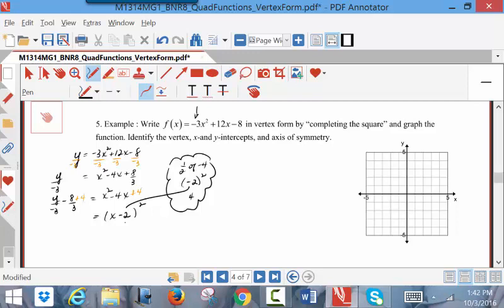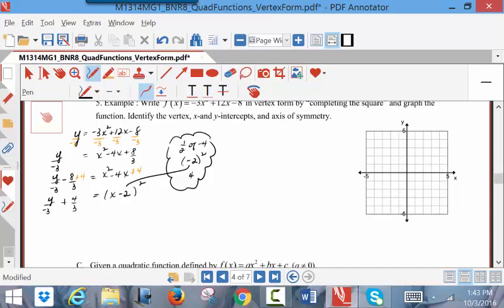Oh, my x value of my vertex is going to be 2. My axis of symmetry is x equaling 2. Got all that? Okay. The left side is not really very nice over here. This is y over -3, and -8/3 plus 4 is -8/3 plus 12/3, which is 4/3. And you can do that on your calculator. Then whenever I subtract 4/3 from each side, this becomes (x minus 2) squared minus 4/3.